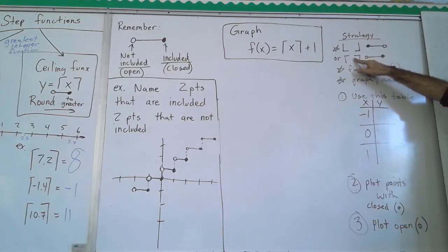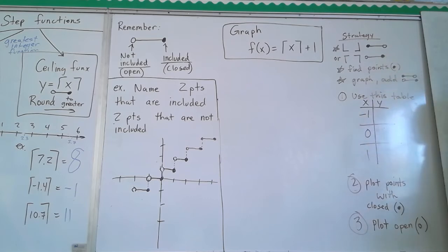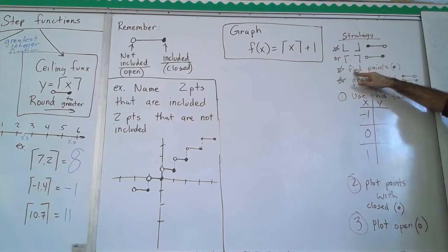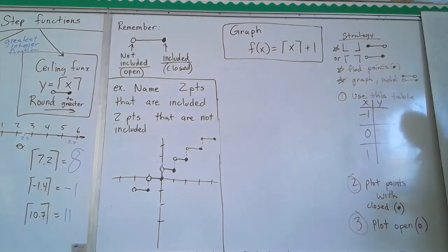Ceiling function. We have the closed dot on the right side because we're rounding up to the next whole number. Our strategy is also going to be finding the points that are closed, and then I'm going to graph and add my steps based on ceiling or floor. Okay, so it's pretty straightforward strategy here. We're going to use this table. This table right here is what we're going to work with.